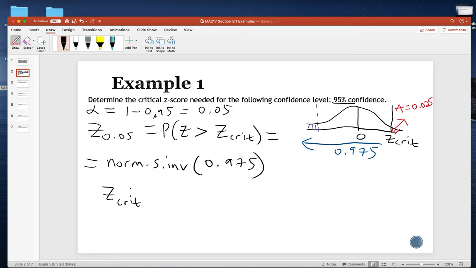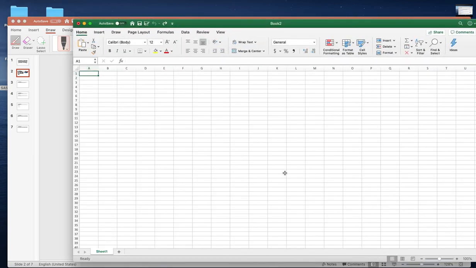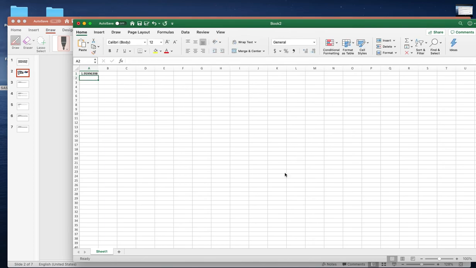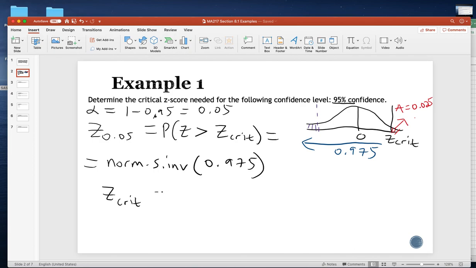So putting this into Excel, we would have our value of norm.s.inv 0.975. And putting that in there will give us the value of that critical z-score, which, according to what Excel just gave us, is about 1.96. Since again, z-scores are always rounded to 2 decimal points, this is 1.96 as that critical z-score.